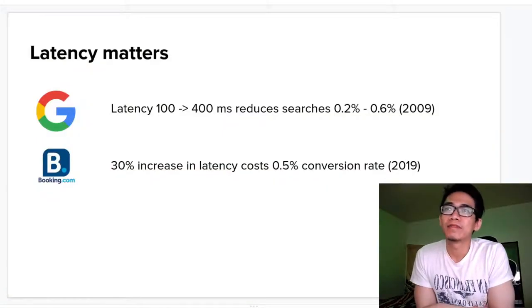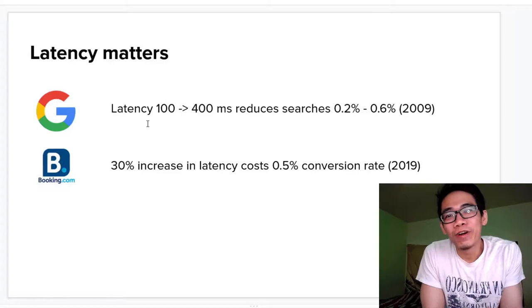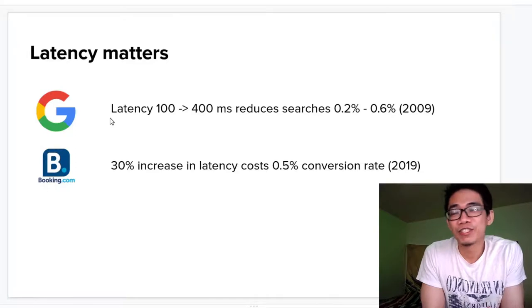Latency matters. I don't know, I don't think these examples are very convincing. Does 0.2 to 0.6% matter? I don't know. If you are running a $1 trillion business, sure.